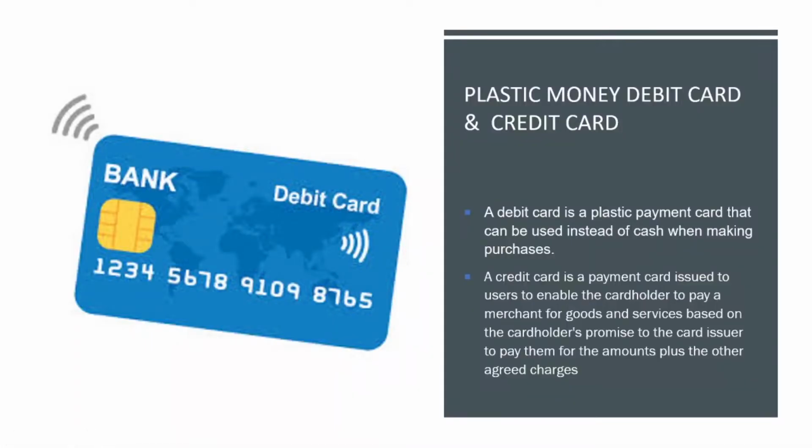Plastic money: debit card, credit card. A debit card is a plastic payment card that can be used instead of cash when making purchases. A credit card is a payment card issued to users to enable the cardholder to pay a merchant for goods and services based on the cardholder's promise to the card issuer to pay them the amount plus other agreed upon charges. Okay, so then comes the debit card. Basically your money is inside the bank and then the bank gives you a card to spend your money. So that's the easier way than walking around with big bags of money.